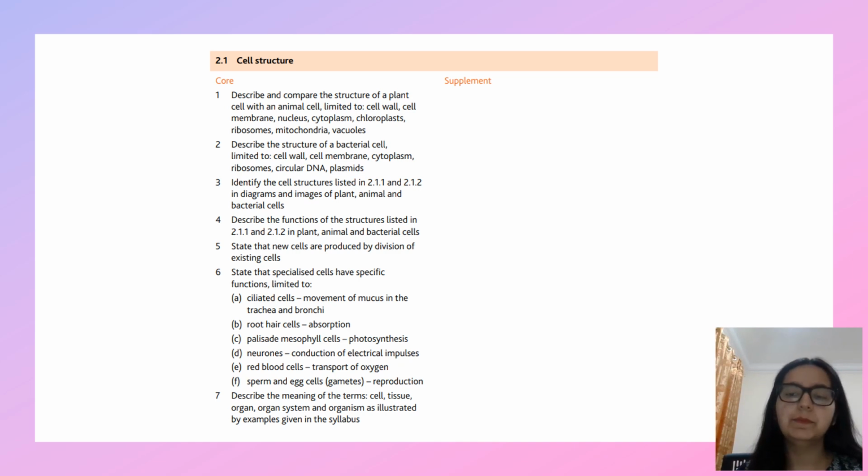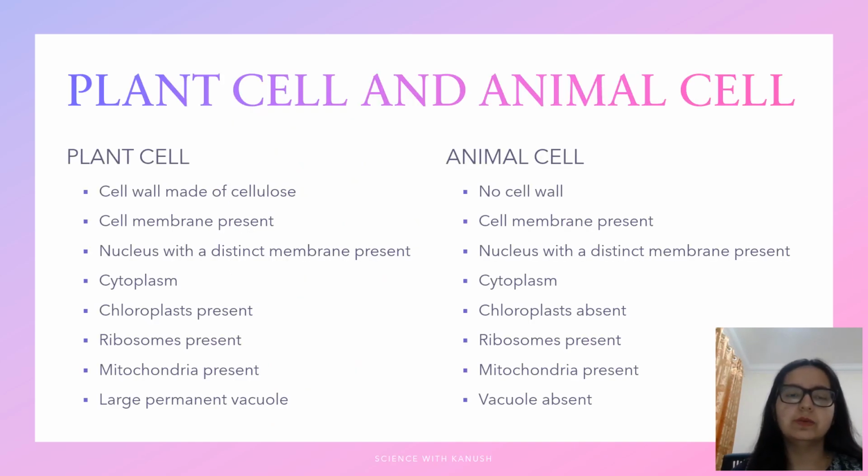So let's start. Between a plant cell and an animal cell, a plant cell has a cell wall which is made of cellulose, whereas an animal cell has no cell wall. Plant cell and animal cell both have a cell membrane, they both have a nucleus with a distinct membrane present, and they both have cytoplasm. A plant cell has chloroplasts present because they need to carry out photosynthesis. However, animal cells have no chloroplasts because they don't have to carry out photosynthesis.